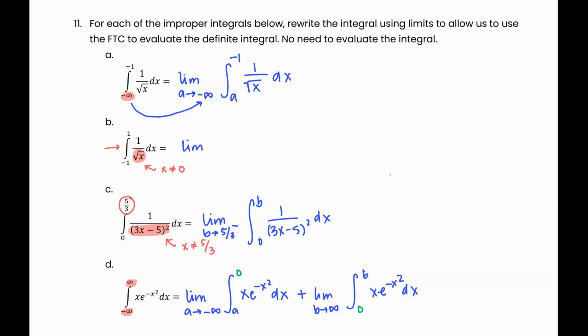Okay, now the one where we have the infinite discontinuity in the middle, essentially what's happening is we have this graph. I'm going to assume square root means it's always positive.